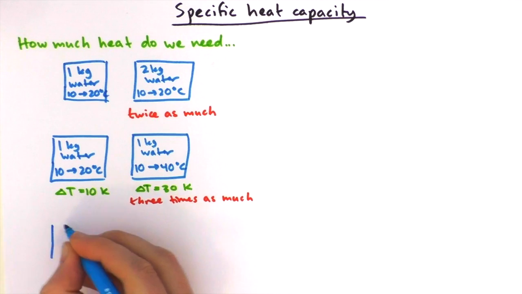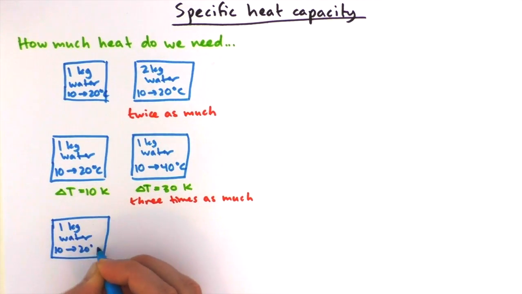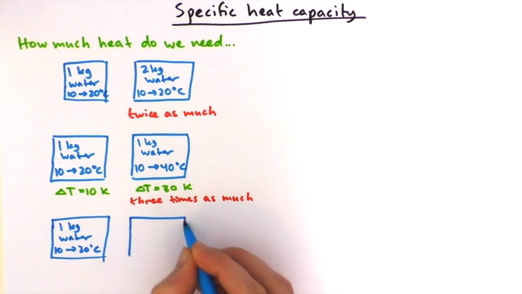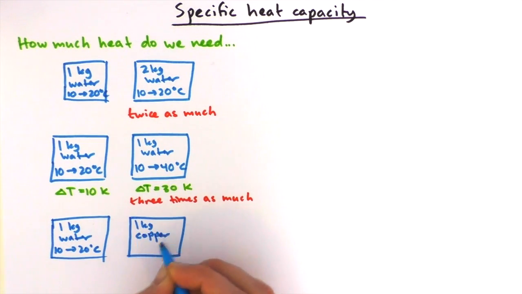And the final example is if we want to heat up 1 kilogram of water from 10 to 20 degrees Celsius, but also 1 kilogram of copper from 10 to 20 degrees Celsius. Now, this is not as obvious because we need to know a bit about water and copper. So you might have noticed that metals are easier to heat up and to cool down, whereas water is a bit more difficult to heat up and to cool down. So water contains more energy when it's hot than copper does.